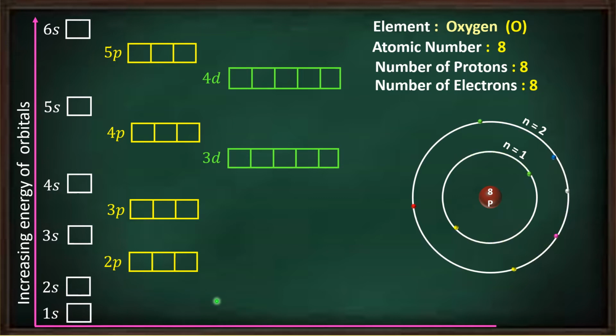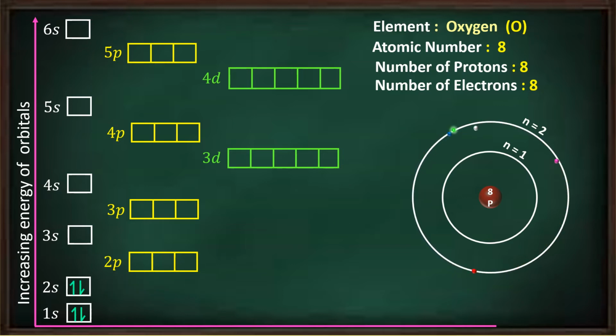Okay, so the first electron in the first orbit enters into 1s orbital. The second electron pairs up with this electron. So 1s orbital is completely filled. Then electrons enter into 2s. Third electron enters into 2s, isn't it? Fourth electron pairs up with this electron. So next electrons enter into 2p orbitals, isn't it?